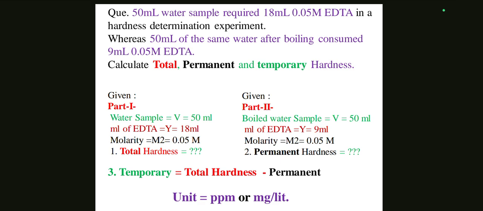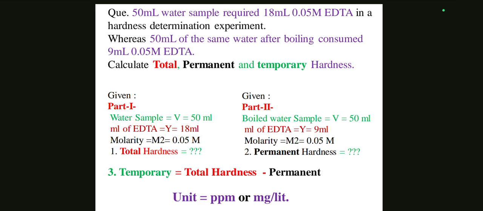18 ml. Why 18 ml? Because that water sample contains both temporary as well as permanent hardness, and that will give you total. And after boiling and filtration, you will get only permanent, right? So here you have to find total, permanent and temporary hardness.